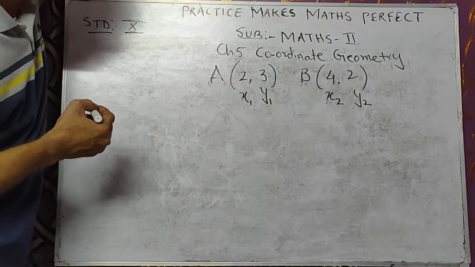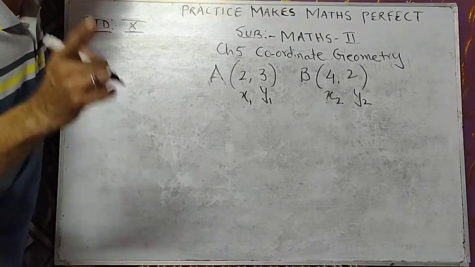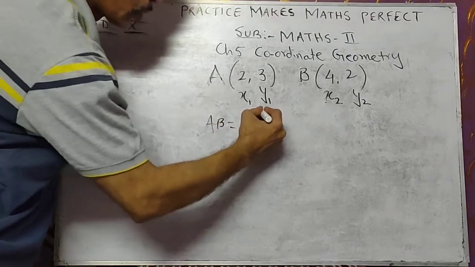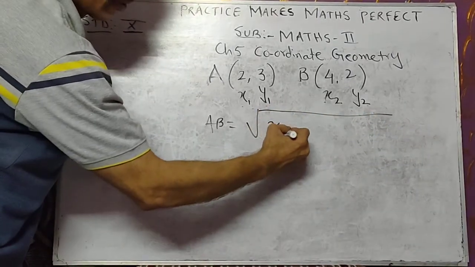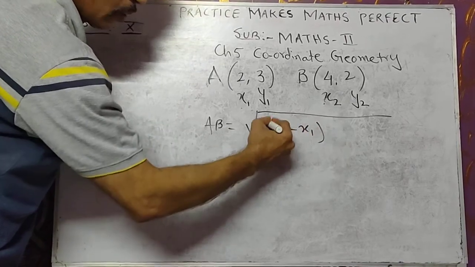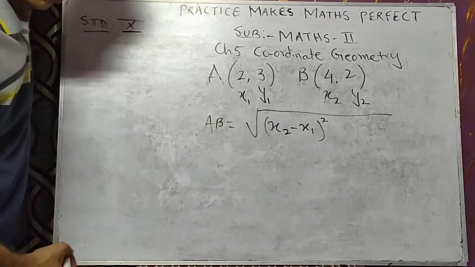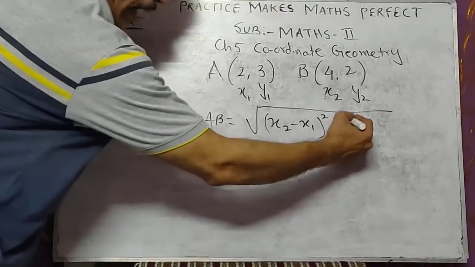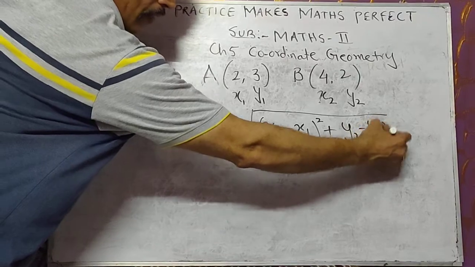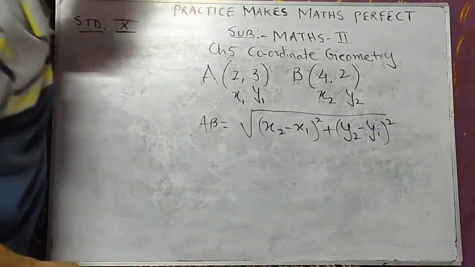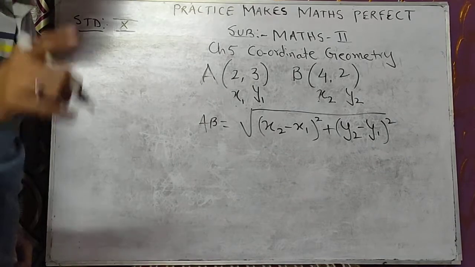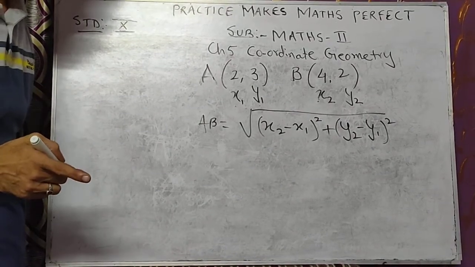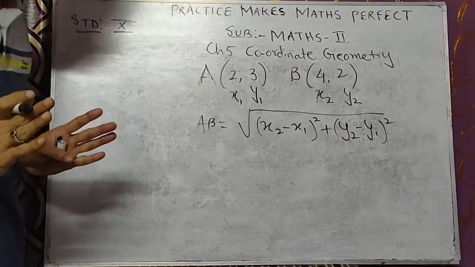So you will use the distance formula and your formula will be AB is equal to square root of x2 minus x1 the whole square, okay, plus y2 minus y1 the whole square. This is your formula which you will be using in practice set 5.1 to find out the distance.